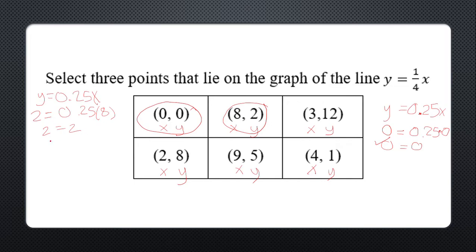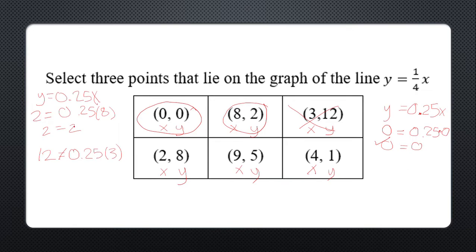All right. If we tried this one, if I have a 3 and a 12, is that going to work? Well, let's see. If my y is 12, does 12 equal 0.25 times 3? If I multiply 3 times that, is it going to give me 12? And the answer to that is no, it does not. They do not equal each other, so I'm not going to use that. You can plug that in your calculator and see. It doesn't work.